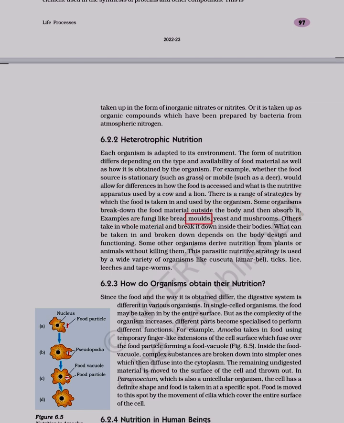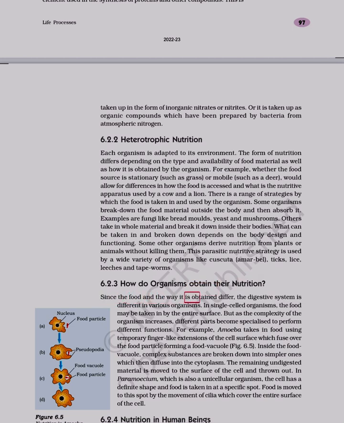Examples are fungi like bread molds, yeast and mushrooms. Others take in whole material and break it down inside their bodies. What can be taken in and broken down depends on the body design and functioning. Some other organisms derive nutrition from plants or animals without killing them. This parasitic nutritive strategy is used by a wide variety of organisms like cuscuta, ticks, lice, leeches and tapeworms. 6.2.3 How do organisms obtain their nutrition?